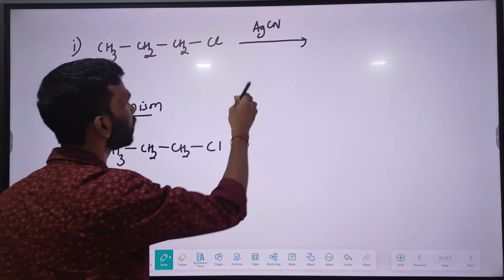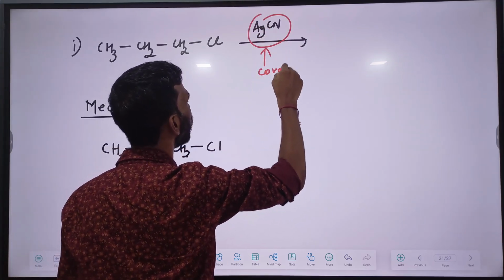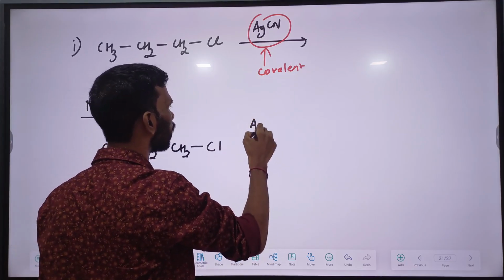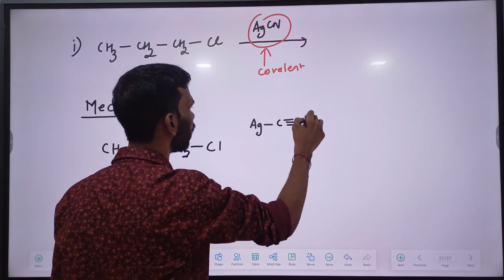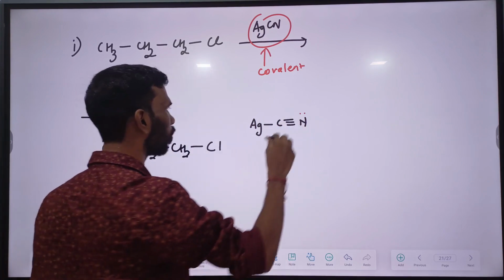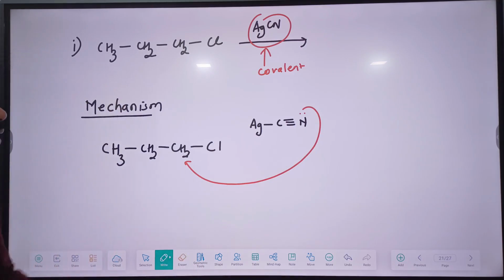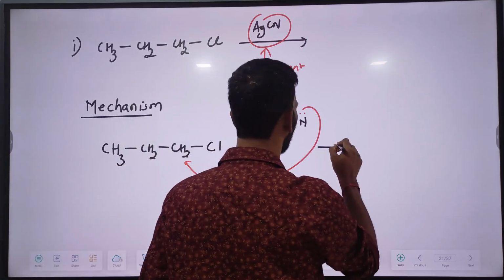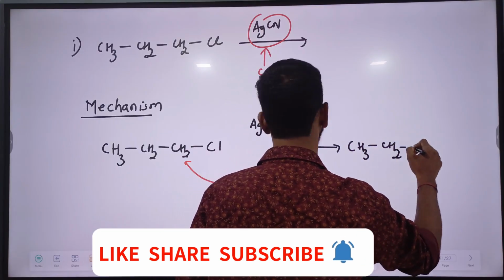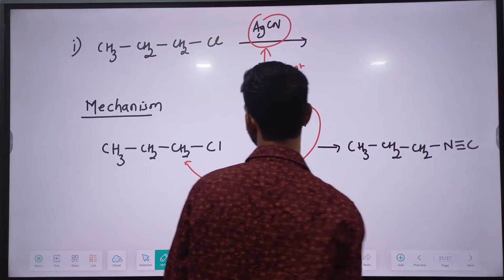Now this is AgCN. Understand that AgCN is a covalent compound. Covalent means what? Ag, carbon and nitrogen. Over here, this is the lone pair, this is the electron rich, so nitrogen will attack over here. And what you get, the compound is CH3CH2CH2NC.